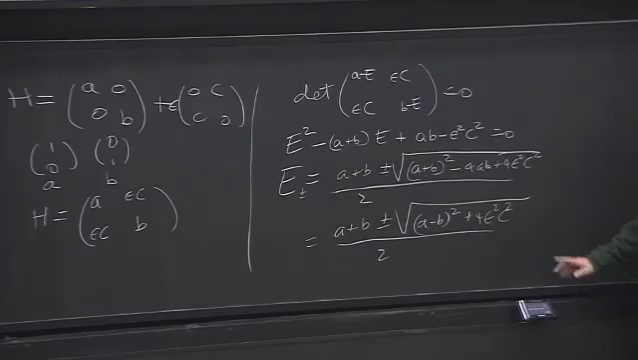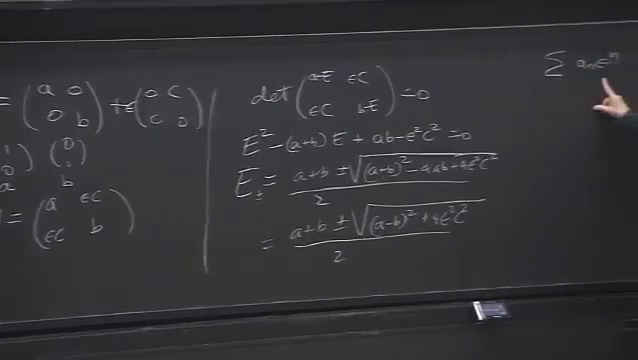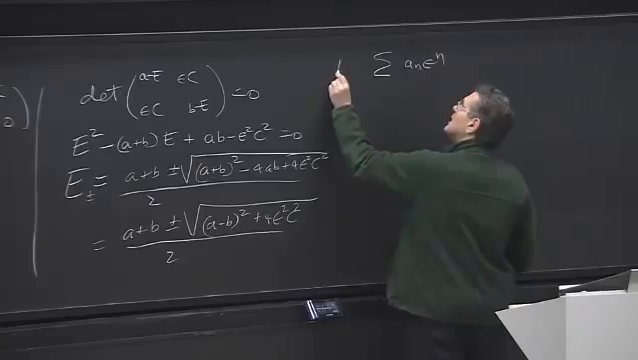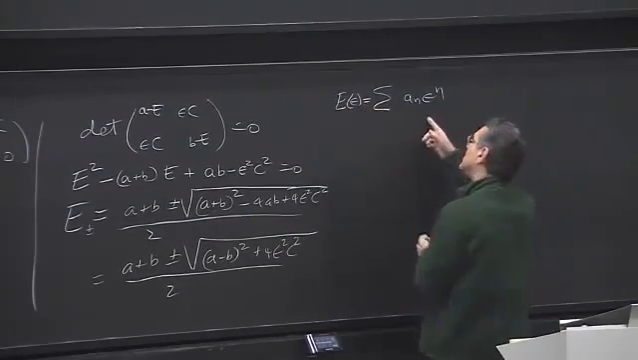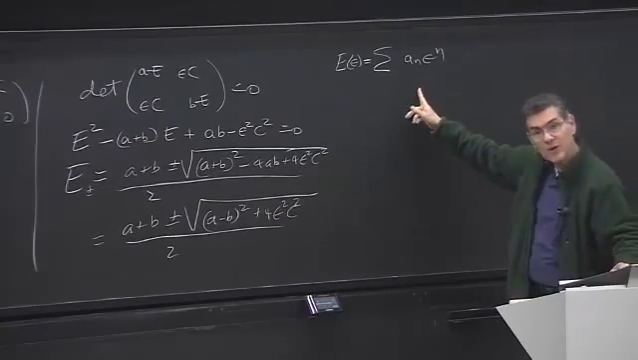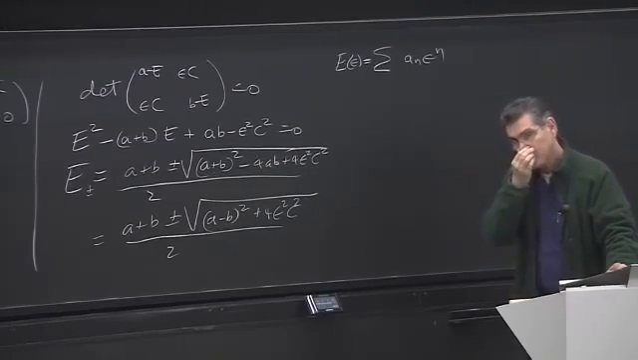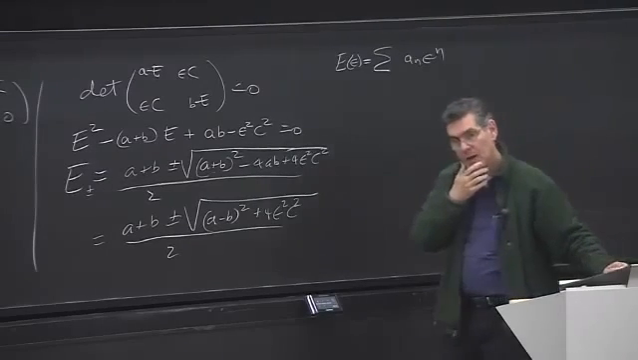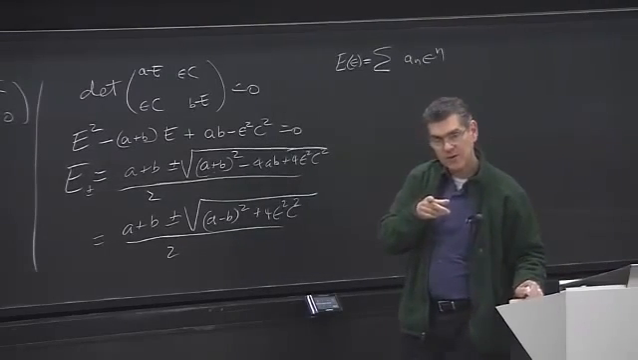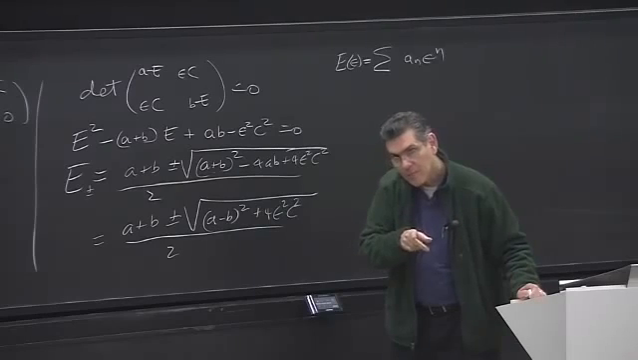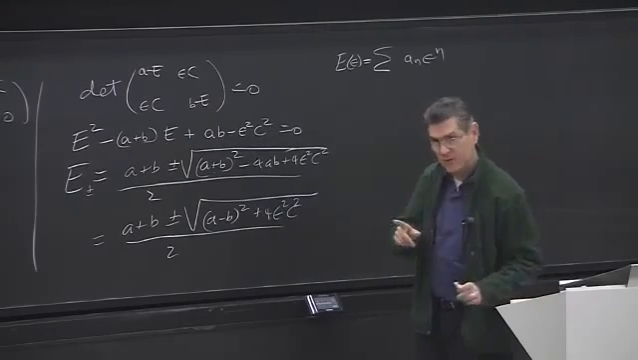Okay. Is this an analytic function? If I were to expand this in a Taylor series of the form sum of a sub n epsilon to the n, would E of epsilon have an infinite radius of convergence or a finite one? Finite. Why is that? It's not an essential singularity, but it has a branch cut.